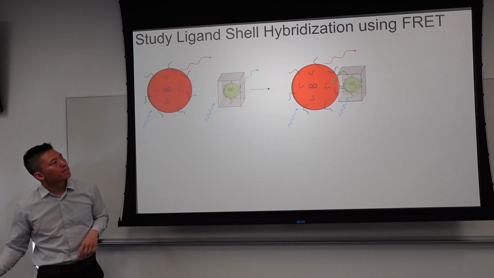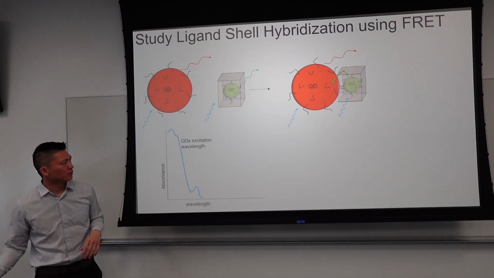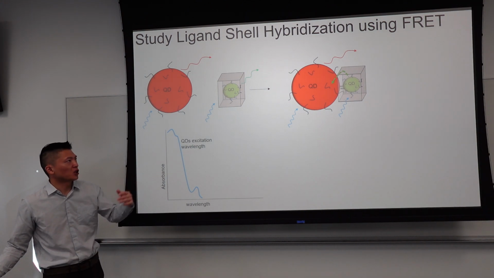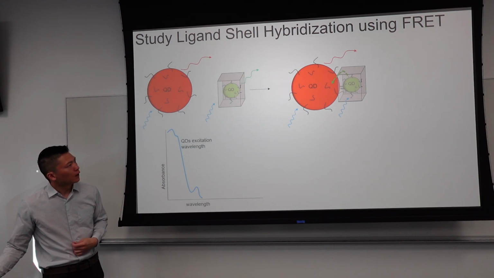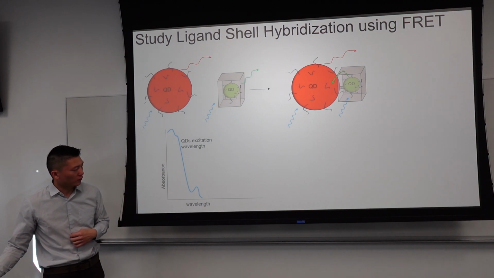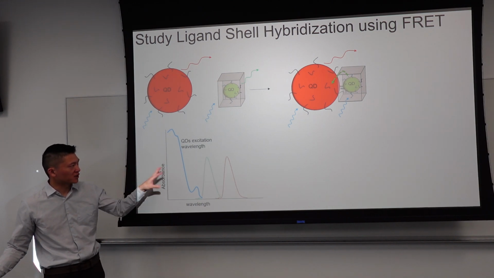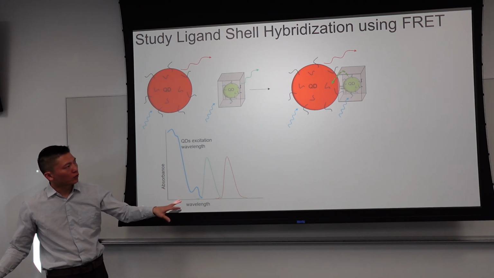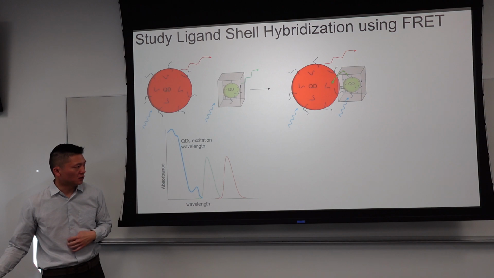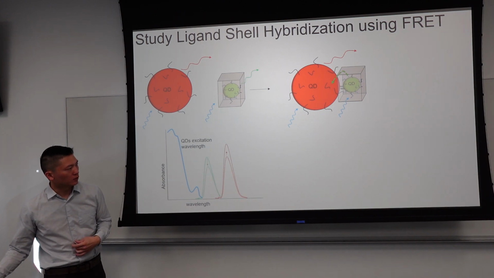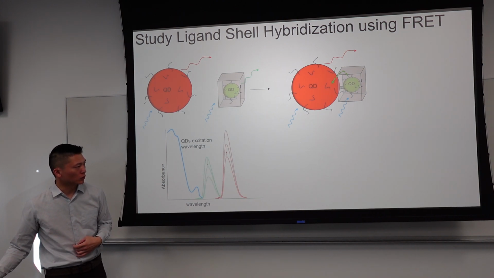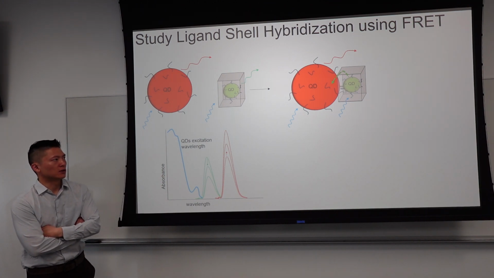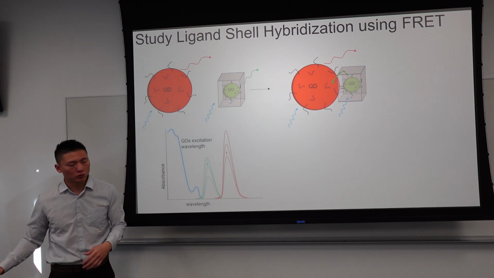And so we would see a change in fluorescence intensity from each of the nanoparticles. Of course, exciting the quantum dots in the UV, shown by the blue curve, both nanoparticles will emit. However, over time, due to ligand shell hybridization, we would see, in this case, a red increase in fluorescence intensity and a drop for the green.